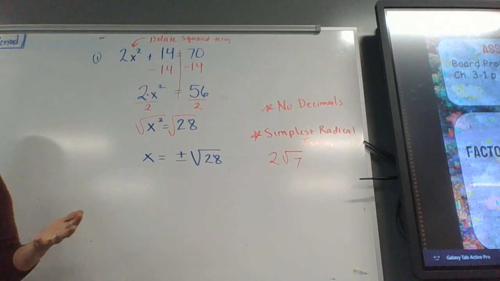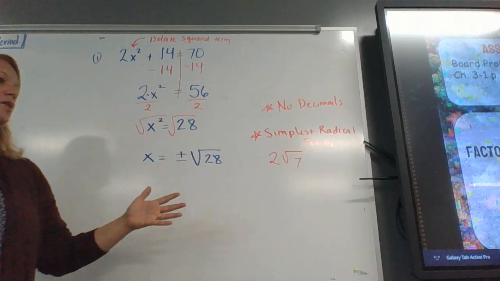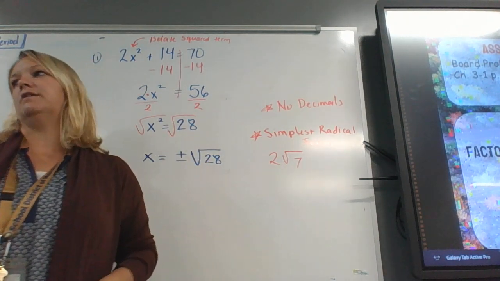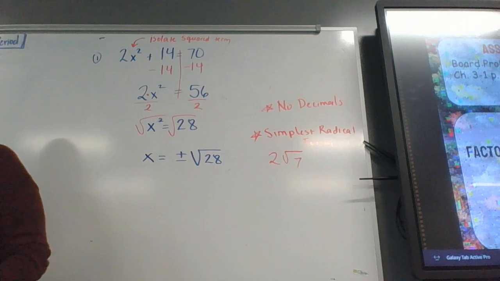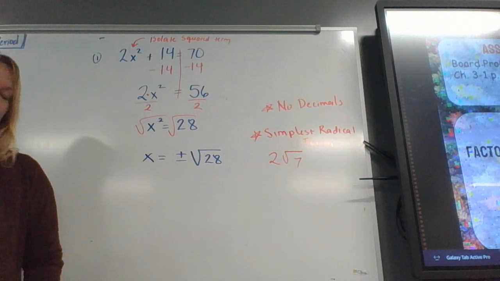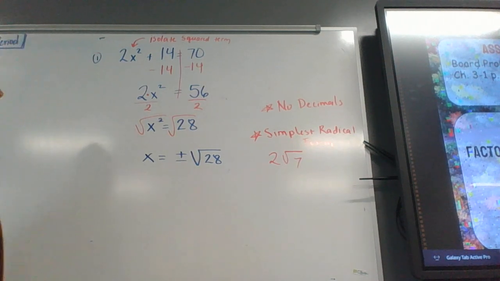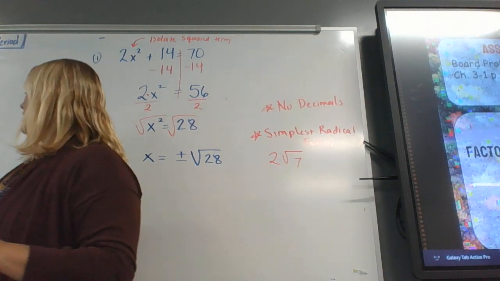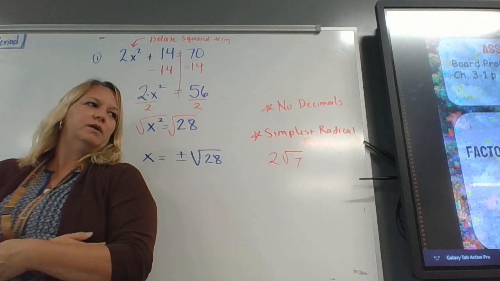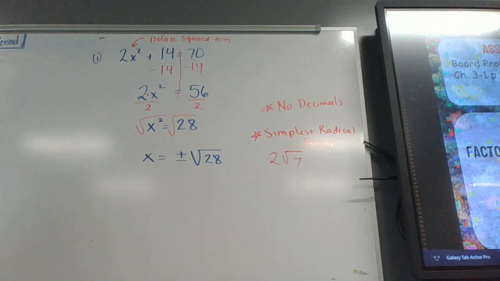You have to prove that you understand what the calculator is doing. So how did your calculator go from 28 to 2 square root 7? You have to show that work. What they're doing is looking for perfect square factors. So here's my list of numbers that I think most of you have memorized. All of the perfect squares. 1 squared and 2 squared and 3 squared and 4 squared and 5 squared and 6 squared and 7 squared. 28 is not on the list.